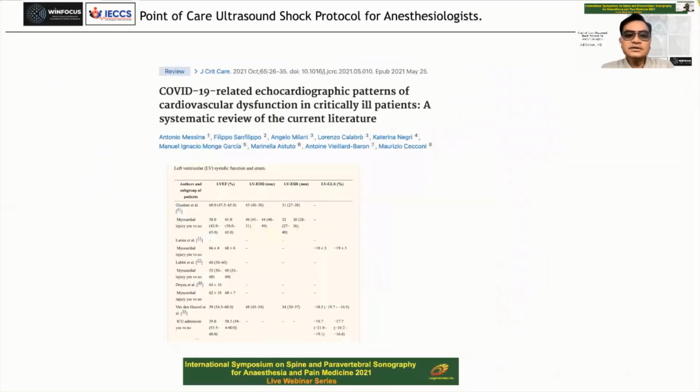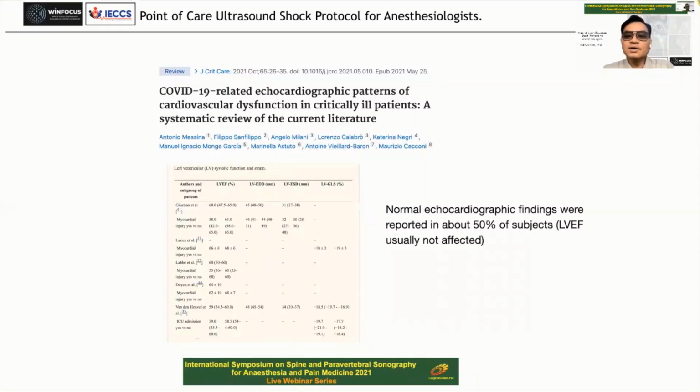When we look into the echocardiographic patterns of this cardiovascular dysfunction in COVID-19 patients, we found that almost 50% of patients have normal echocardiographic findings. And those with RV dysfunction seem more likely to be associated with increased mortality.